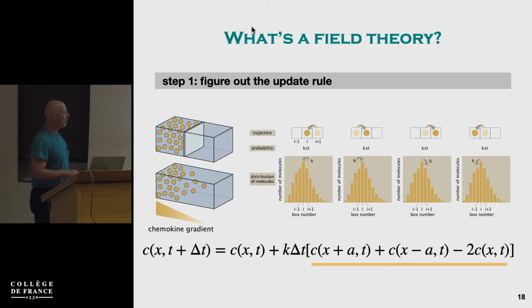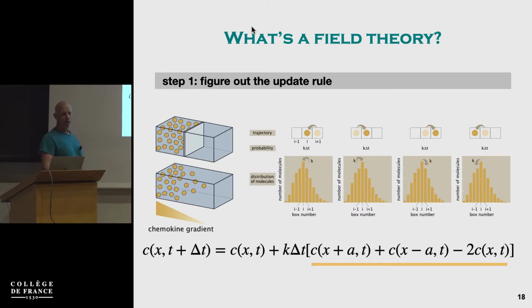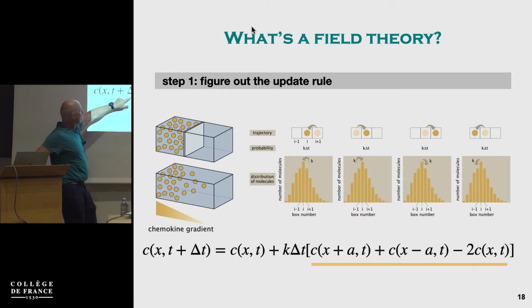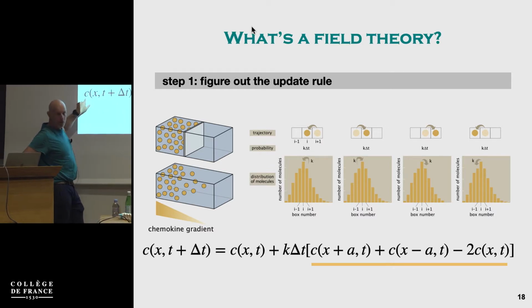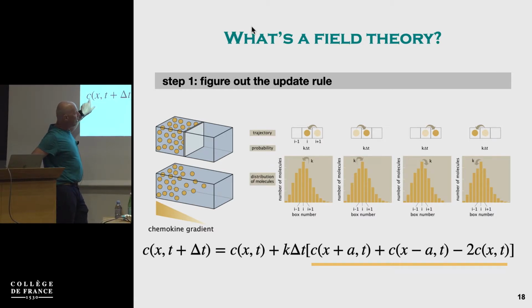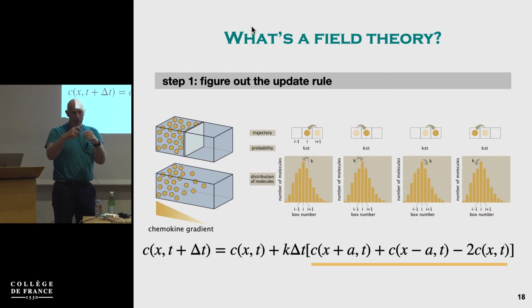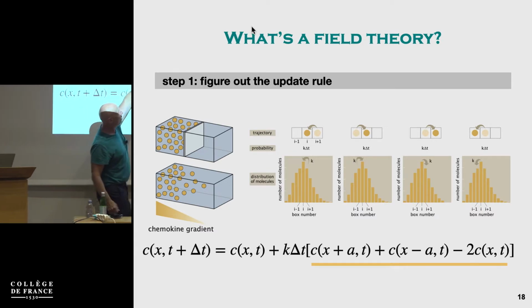What do I mean by that? If I want to know the concentration at position x at time t plus delta t, so think of this as concentration at a given point now, how do I get that? Well, I take the concentration before, I add up all the ways that particles could have come into position x, and I subtract all the ways they could have left. That's shown with these 4 diagrams.